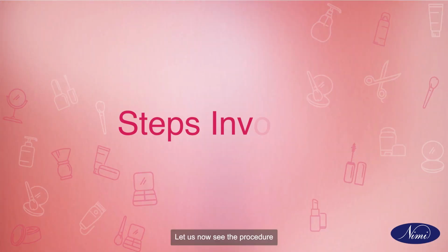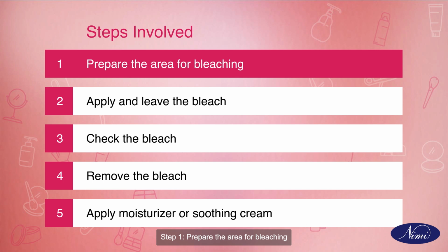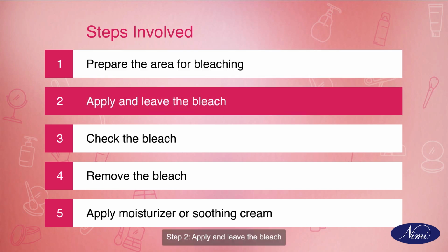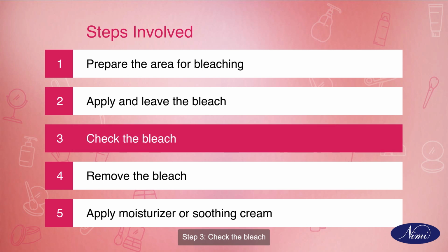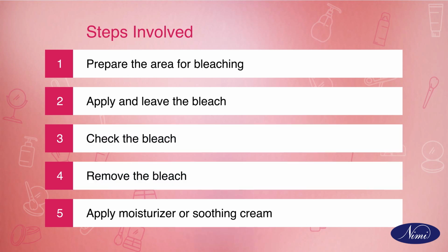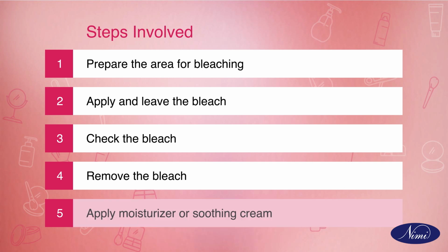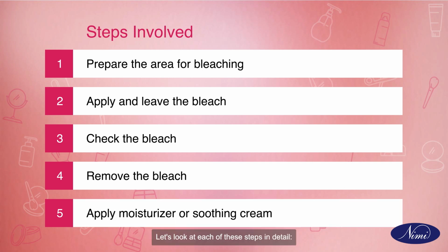Let's now see the procedure of applying bleach. The procedure of bleaching the face and neck consists of 5 basic steps. They are: Step 1. Prepare the area for bleaching. Step 2. Apply and leave the bleach. Step 3. Check the bleach. Step 4. Remove the bleach. Step 5. Apply moisturizer or soothing cream. Let's look at each of these steps in detail.